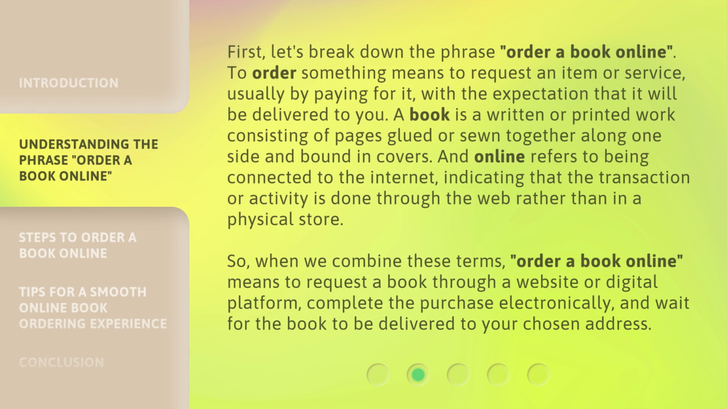First, let's break down the phrase, order a book online. To order something means to request an item or service, usually by paying for it, with the expectation that it will be delivered to you. A book is a written or printed work consisting of pages glued or sewn together along one side and bound in covers. And online refers to being connected to the internet, indicating that the transaction or activity is done through the web rather than in a physical store.